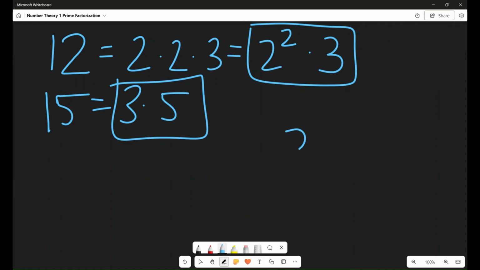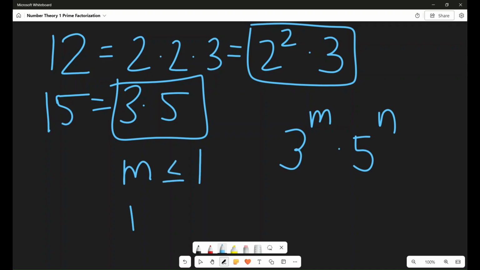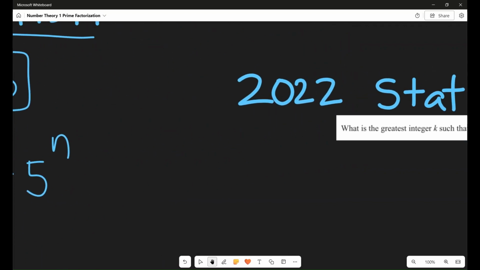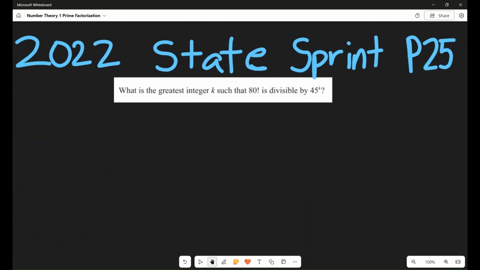So for 15, let's say the factor is 3 to the power of m times 5 to the power of n. So now we can say that m has to be less than or equal to 1 and n has to be less than or equal to 1. So now the values of m are 0 and 1, and the values of n can be also 0 and 1. So then you get 2 times 2, which gives 4 factors. So that's an important algorithm for finding the number of factors of a number. So let's get into a problem.